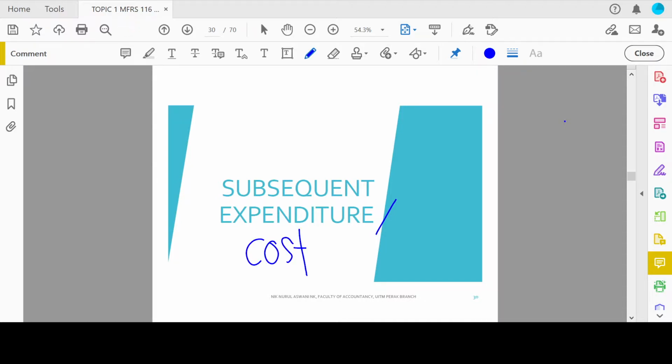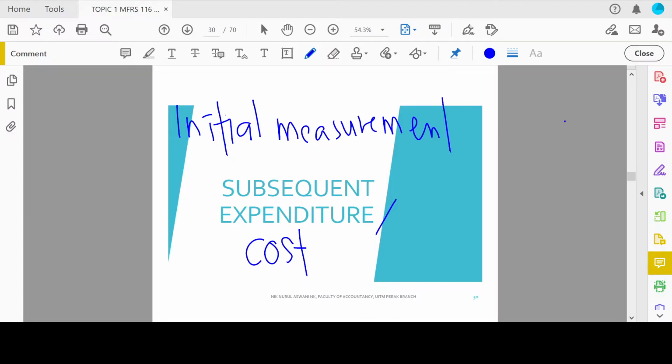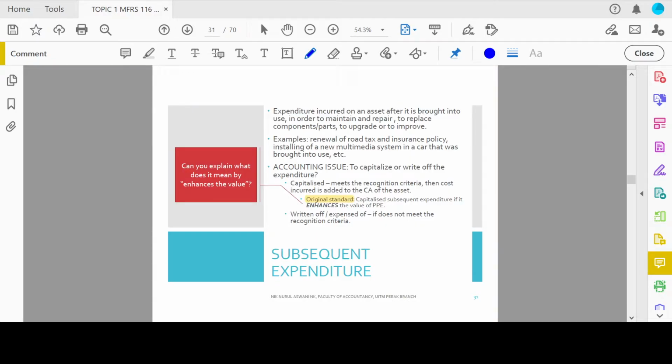So what is it that we want to discuss about subsequent expenditure? We want to talk about the initial measurement of subsequent expenditure. But first, let's look at what is meant by subsequent expenditure or subsequent costs.